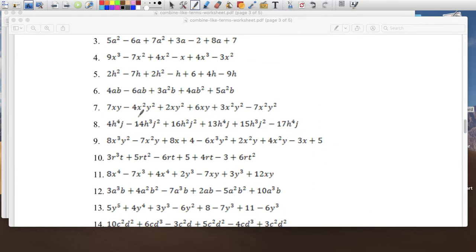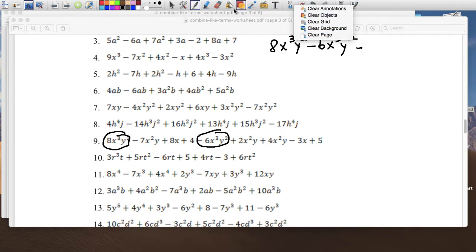Where am I? Number 8. Like I said, it gets longer, messier, but it's not harder at all. So I'm going to look for everything that's x3y2. There's an x3y2. Here's another x3y2. That's it. So let me write those two down. 8x3y2 minus 6x3y2. So the answer to this, and again, if I had more room, I wouldn't write it this way.